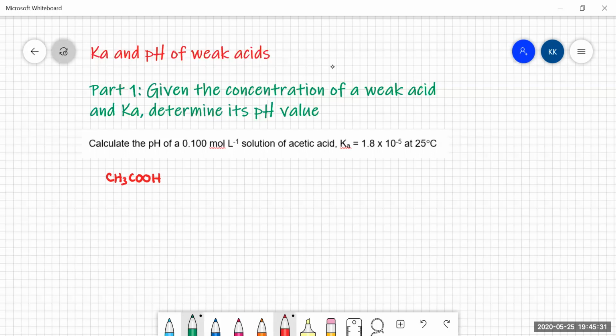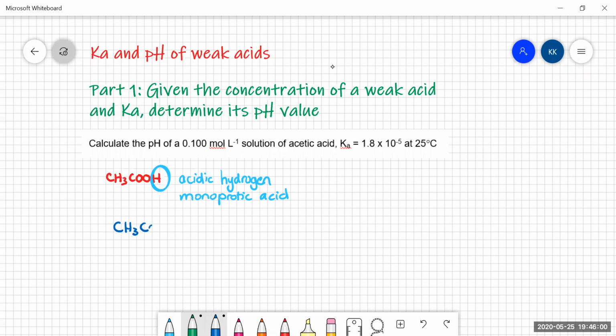We talked about this example before. We talked about this being the acidic hydrogen, and so this is actually a monoprotic acid. Let's write the equation for its ionization. So we have an equilibrium set up between acetic acid and water, and the acetate ion and the hydronium ion.